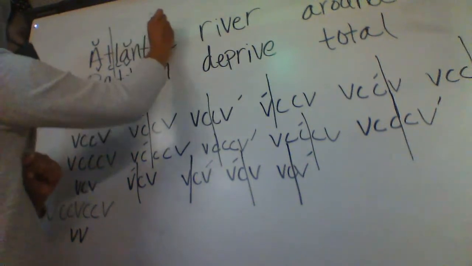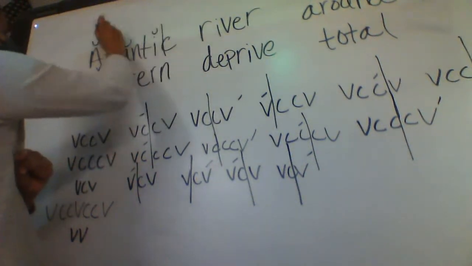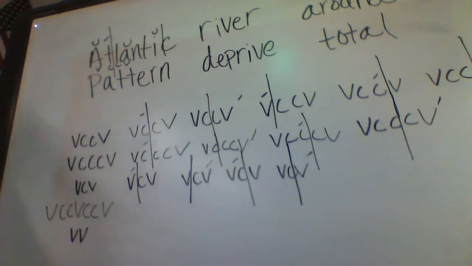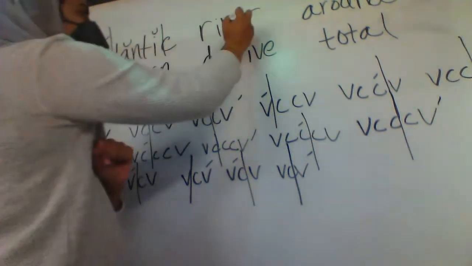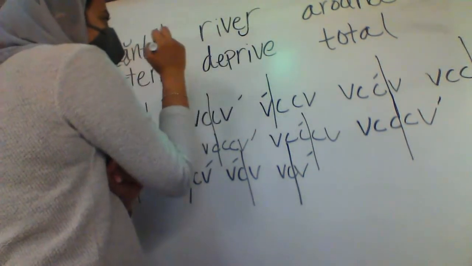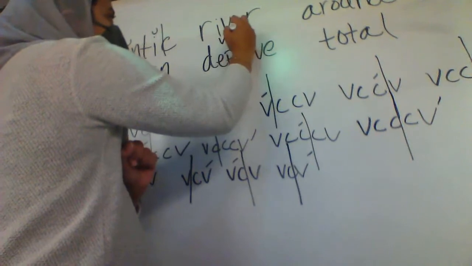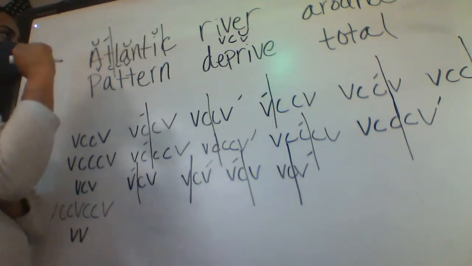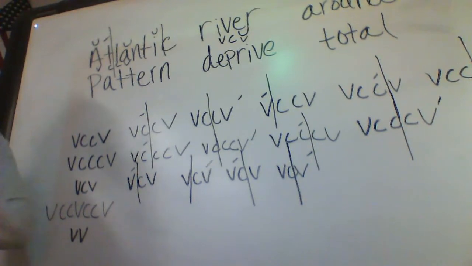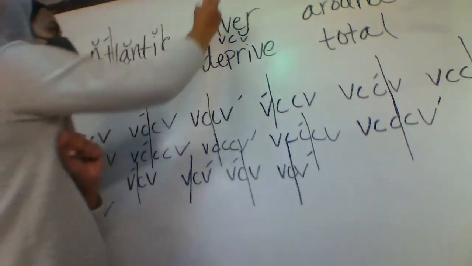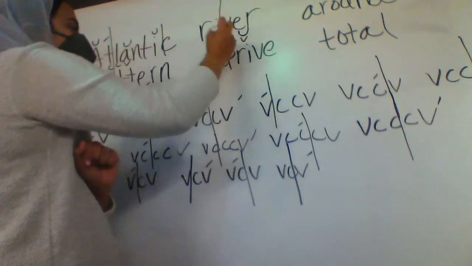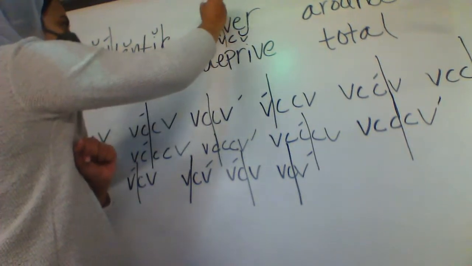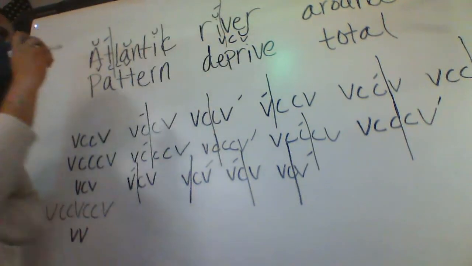Atlantic. Good job. How about river? How do I code river? Very good. It's a VCV. Now say it. River. Where do we put the division line? Between the I and the V. And the I has a grieve.